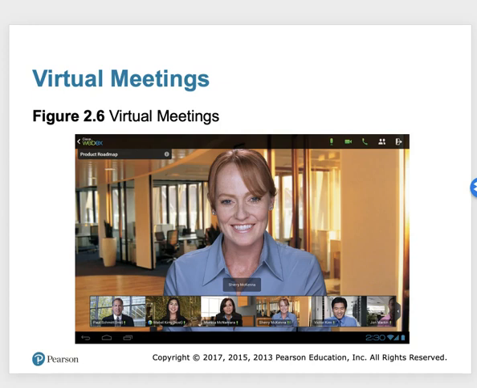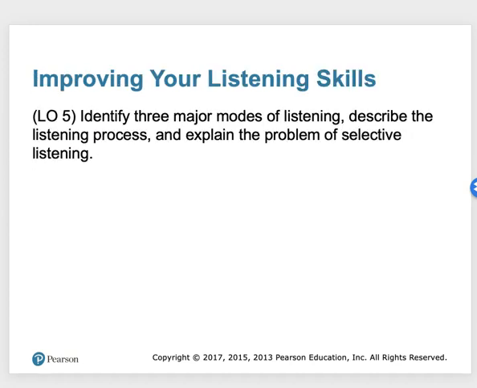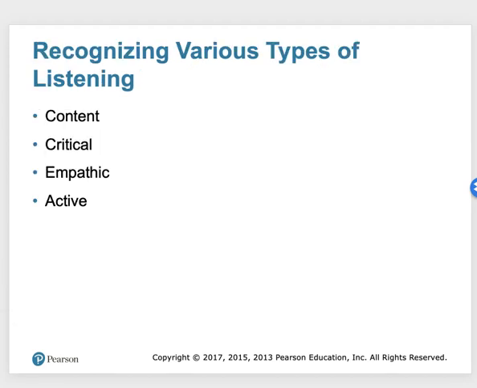Okay, and that's just a face-to-face meeting. So moving on to learning objective number 5: identify 3 major modes of listening, describe the listening process, and explain the problems of selective listening. So the listening process, we talked about this just briefly in our first chapter when we reviewed that together, but listening is actually a critically important skill that you need to develop.